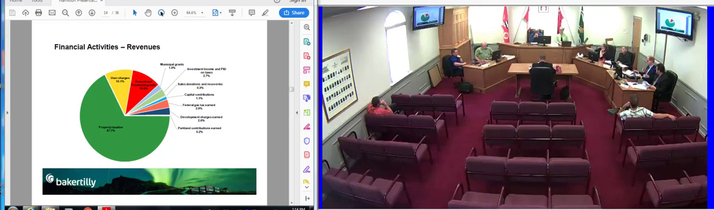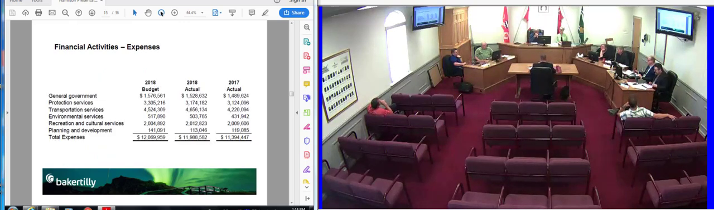Overall, this shows your budget to actual and prior year on expenses, and you were below budget, including the fact too that amortization was about $100,000 higher than budget. General government too, most places have seen an increase in 2018 in those costs, even just due to the election.